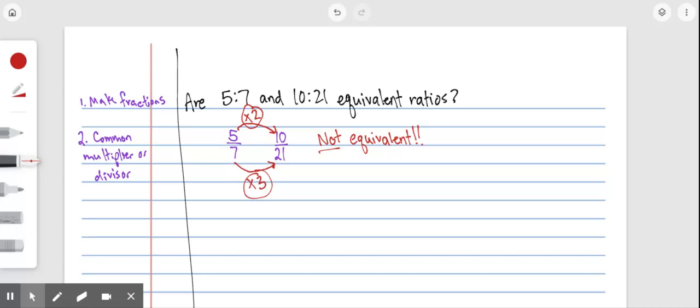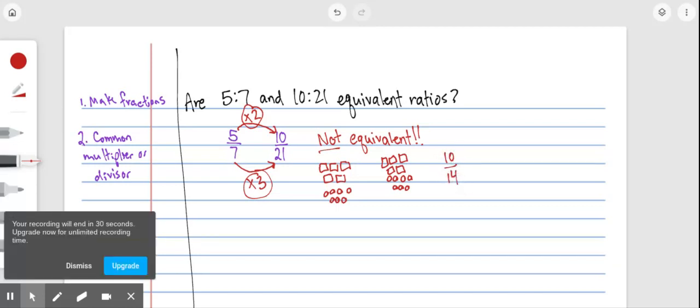Okay, because if I make, let's say I've got 5 boxes and 7 circles. If I have 2 groups of that, 1, 2, 3, 4, 5, 6, 7, then I end up with 10 boxes and 14 circles. This is 10 to 14, not 10 to 21. This is completely different. They are not equivalent ratios.